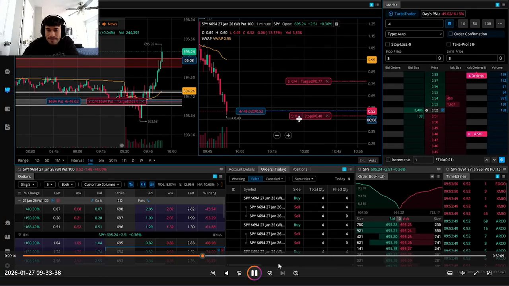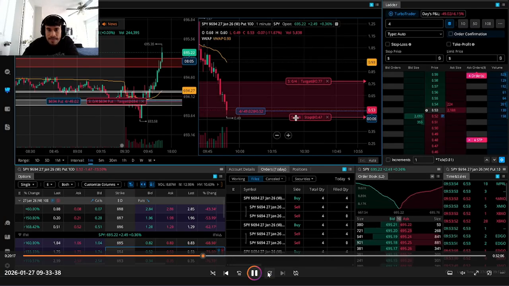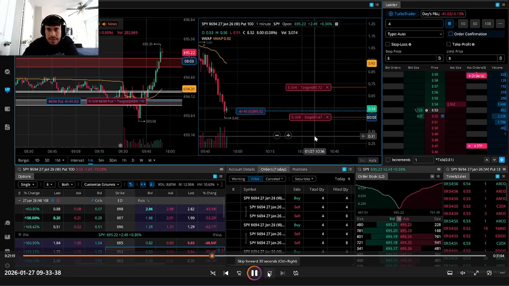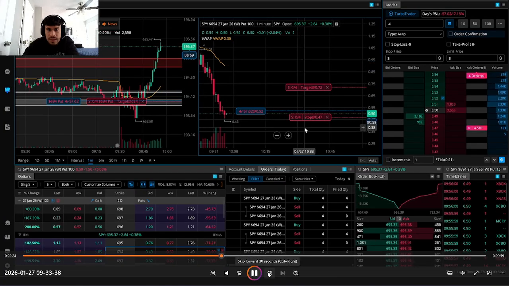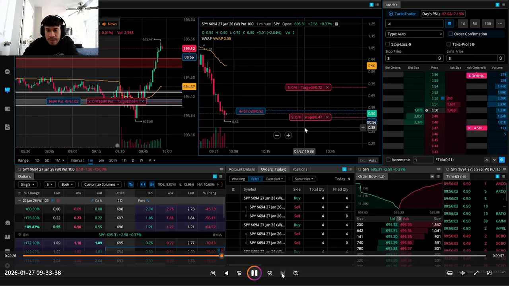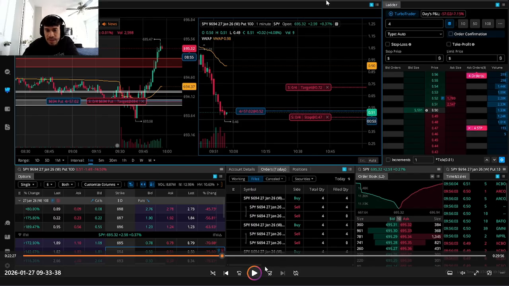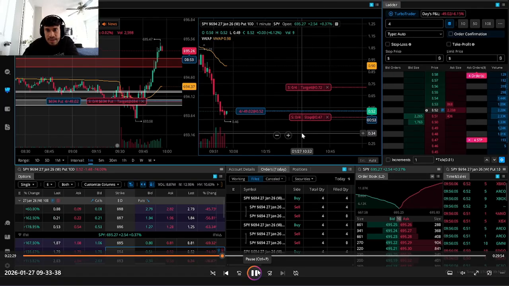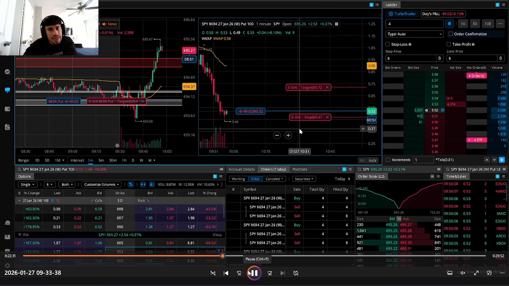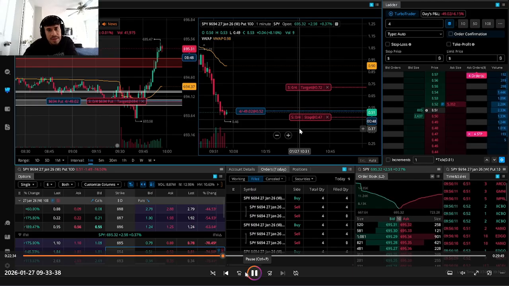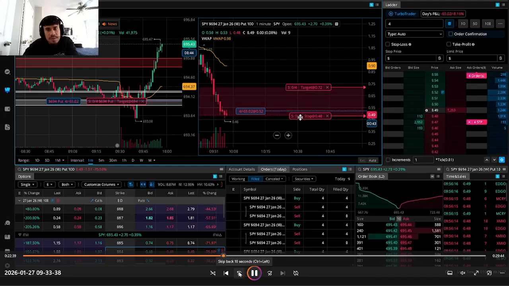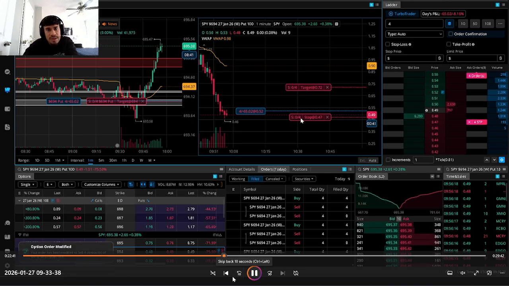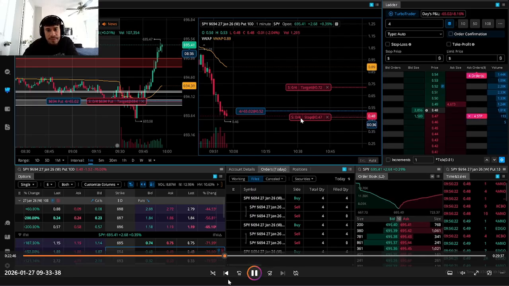As you guys can see, it's creating an area of demand. We see sellers are present. This wasn't the worst trade, but at this point it was just me trying to predict the top of this, which is never a good idea.